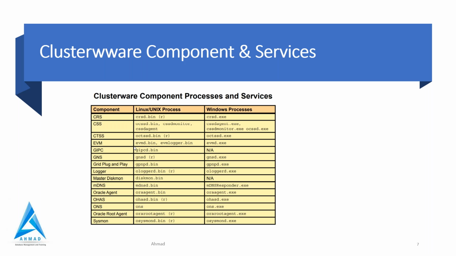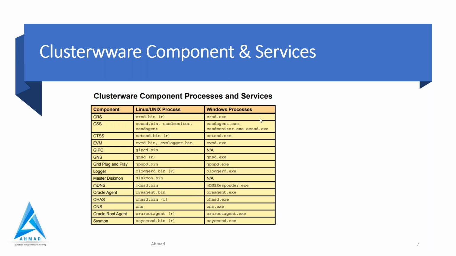So we have CRS, CSS, CTSS, EVM, GIPC, GNS, grid plug and play, logger, master, diskmon, MDNS, Oracle agent, OHAS, ONS, Oracle root agent, and sysmon. These are the components combined from the CRSD upper stack and the OHASD lower stack, and crsd.bin. So that owner is basically root.